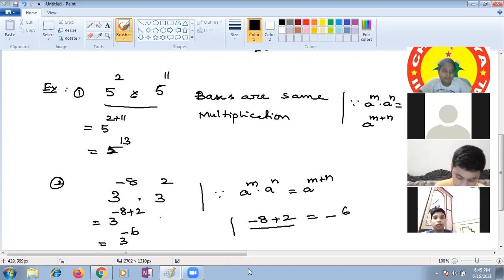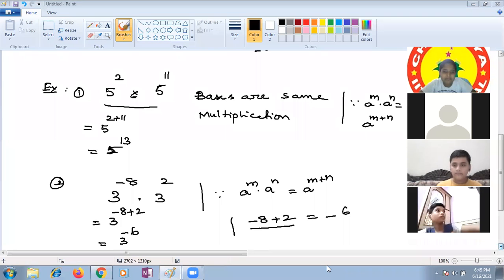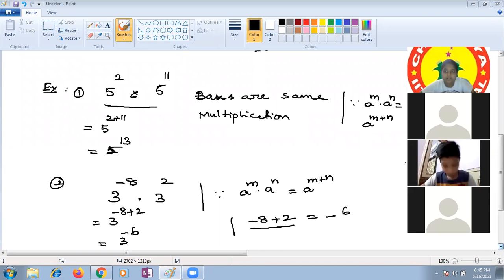Next question for Shiva Pranav. Yes, we should use only the alphabet form a power m multiplied with a power n. You can take a power q and a power p also, or b power, any variable you can take, but the base should be the same. Suppose you take x power 10 and x power minus 11.